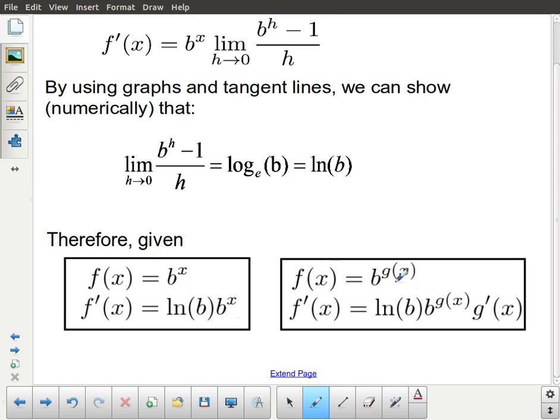We can also have a chain rule situation. So if we have b raised to some other function, the derivative is still going to be the ln of the base multiplied by the original function, but now because it's the chain rule, we also have to take the derivative of the function that was in the exponent. So this is an example of the chain rule for this particular situation.